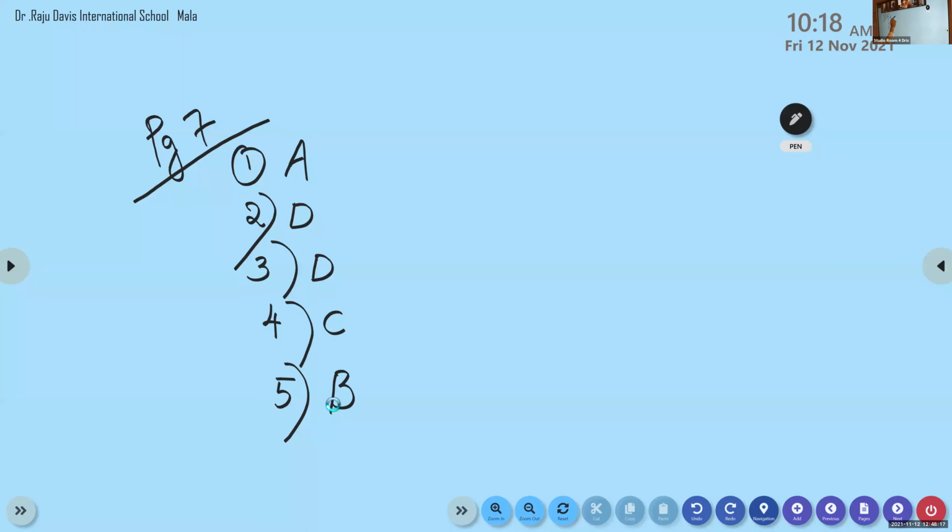Next one. Arush, can you read question number 6? Arush. Ma'am, I don't have the book. Mayasa. Yes, ma'am. Question number 6. Which of the following is a like fraction of 3 by 7? So Mayasa, can you tell me what is a like fraction? Ma'am, like fractions are fractions that have the same denominator. Very good. So here the denominator is 7, and tell me the answer.